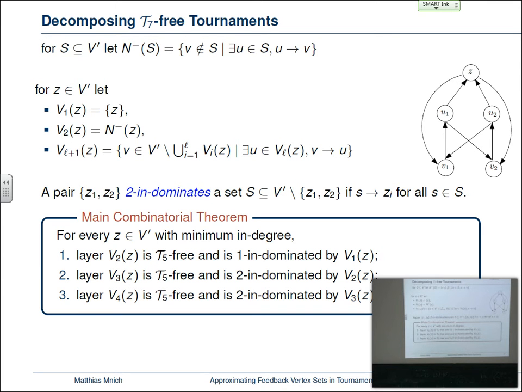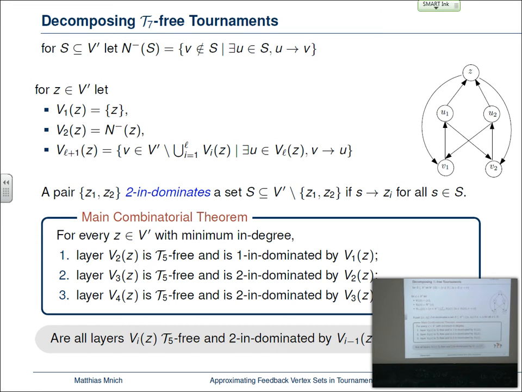And now the fourth layer, again, is T5-free, and it's two-in-dominated by the third layer. Now you see the bottom of the slide. So the question is, are all the layers T5-free and two-in-dominated by the preceding layer? Sometimes we think yes, sometimes we think no. But even for these third and fourth layers, it's quite an effort to prove that. And if we could prove that for all the layers, then instead of 7/9, we would get 2/3 on the ratio of the size of a minimum feedback vertex set. So it would still not improve the approximation ratio.